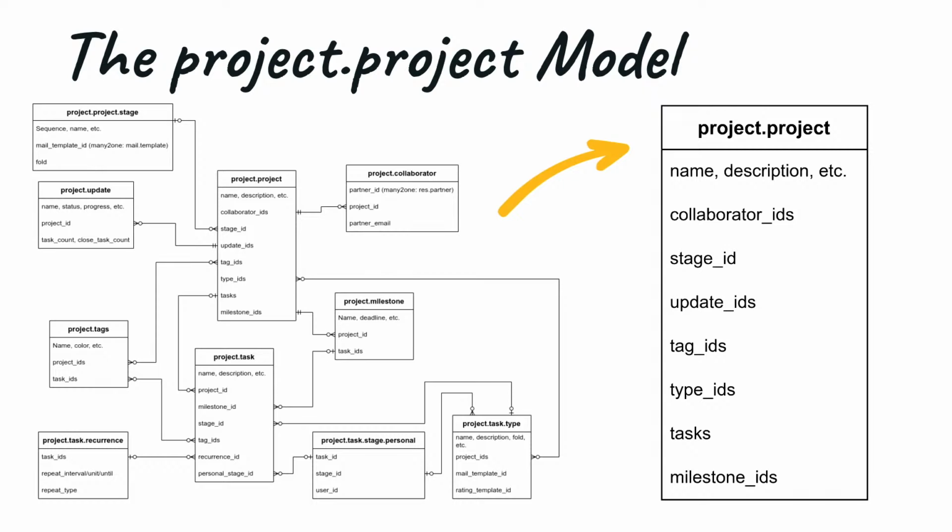This model represents the projects of the application. It has typical fields or columns, if you want to think of it as tables, such as the name of the project or the description of the project. And it also has relational fields to other models or tables in the database, such as the collaborator IDs, the stage ID for the project stages, the update IDs for the project updates, the tag IDs, the type IDs, which are the task stages, the project tasks, and the milestone IDs, the milestones of the project.